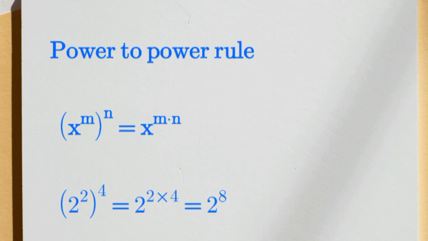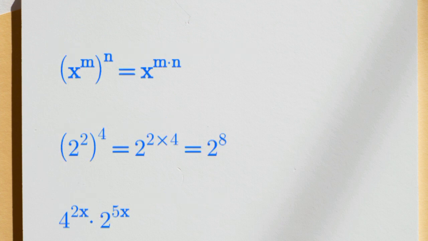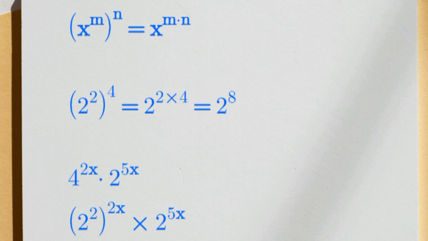Now another example is when you have 4 raised to the power of 2x multiplied by 2 raised to the power of 5x. Now as you can see, our 4 here, this is practically the importance of the power to power rule, trying to equal your bases. Our 4 here can be written as 2 raised to the power of 2. So we're going to write our expression as 2 raised to the power of 2 raised to the power of 2x, multiplied by 2 raised to the power of 5x.